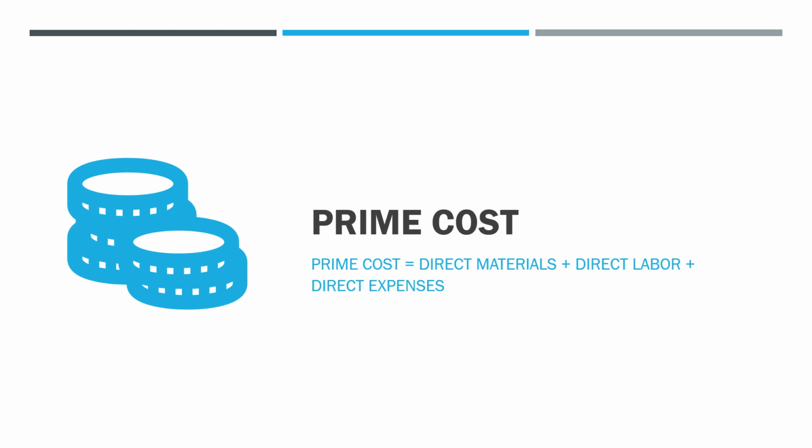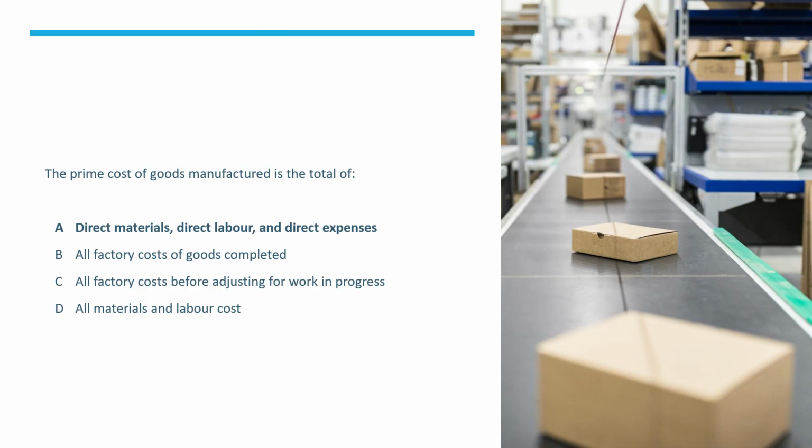royalty on production. Based on the explanation provided, the correct answer is option A, that is, direct materials, direct labor, and direct expenses are called the prime cost of production.